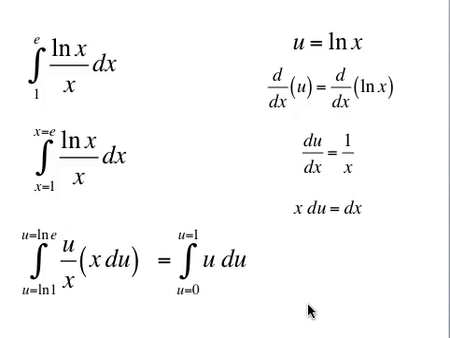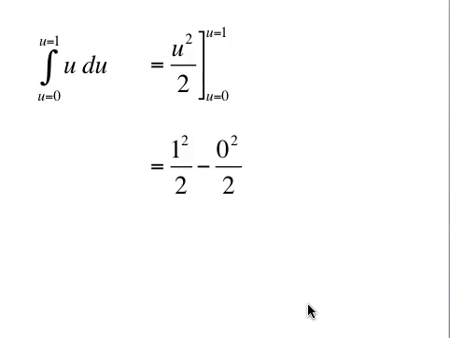Well, that's pretty easy. The antiderivative of u is u squared over 2. Then we're going to evaluate that as u ranges from 0 to 1. Plugging in 1, we get 1 squared over 2. Plugging in 0, we get 0 squared over 2. Subtracting those, and our answer is 1/2.